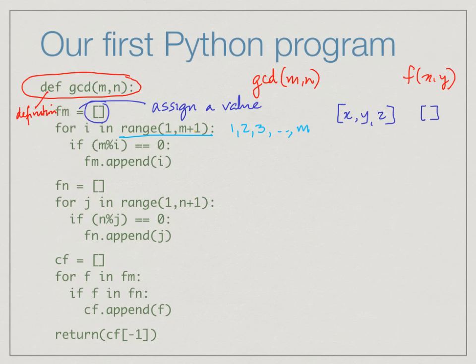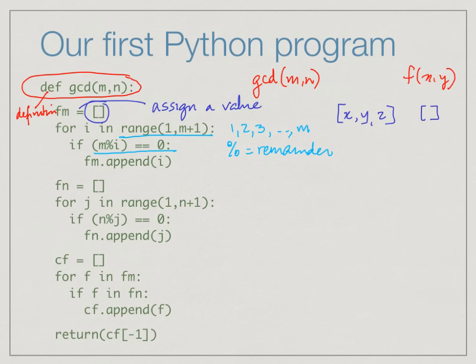For each of these values of i, we check whether this is true. Now percentage is the remainder operation. So it checks whether the remainder of m divided by i is 0. If the remainder of m divided by i is 0, then we will append i to the list fm. We will add it to the right. Append is the English word which just means add to the end of the list. So we append i to fm.